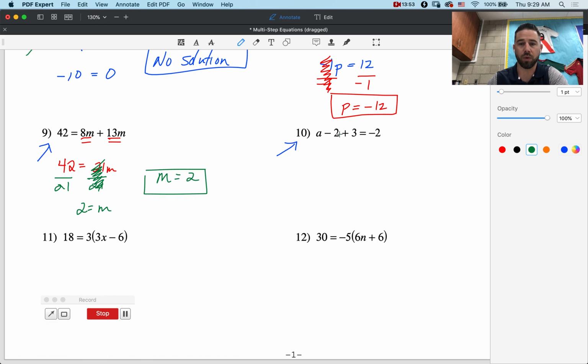Okay, and our last one, number 10, almost a voice crack there, goodness gracious. Combine like terms. Negative 2 plus 3, I think it's positive 1. So we have a plus 1 equals negative 2. What's being done to a? Well, a is being added by 1, so we're going to do the opposite and subtract 1. That leaves me with just an a. Negative, if you owe 2 and you owe 1, then you owe 3.